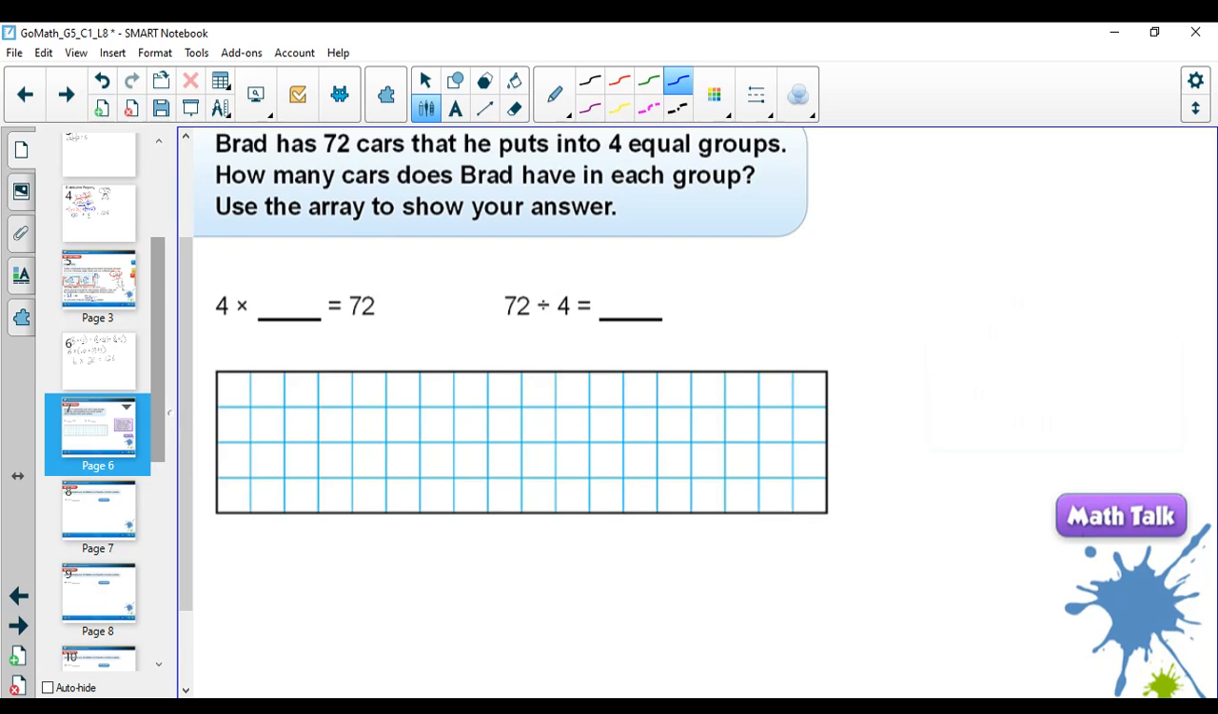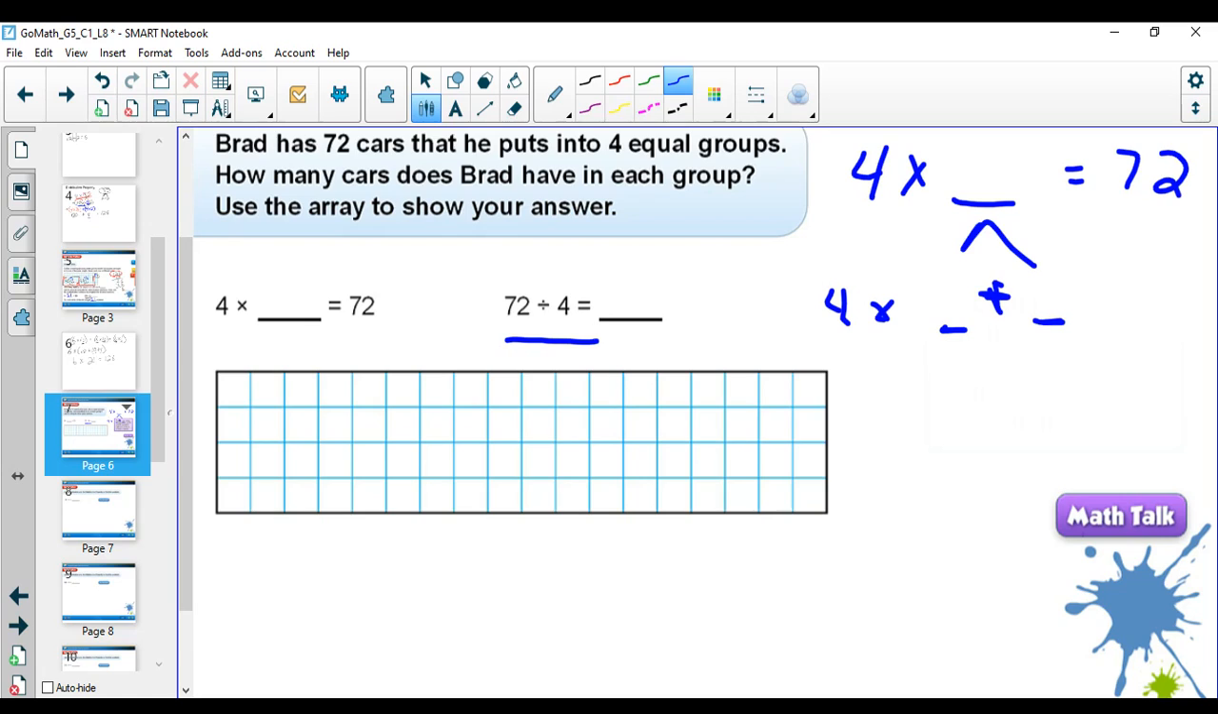So here we have Brad. He's got 72 cars that he puts into 4 equal groups. So we get our division problem of 72 divided by 4. Now, when I start to think about this, I want to think about 4 times what equals 72, right? And I'm going to take this what, and I'm going to break it into 2 numbers that can be added back together, right? But I need to multiply them both by my 4.